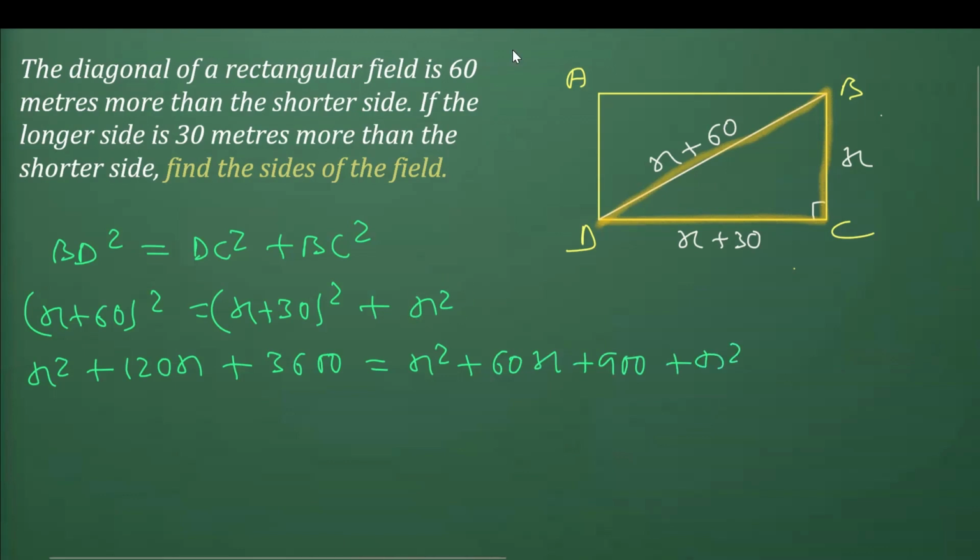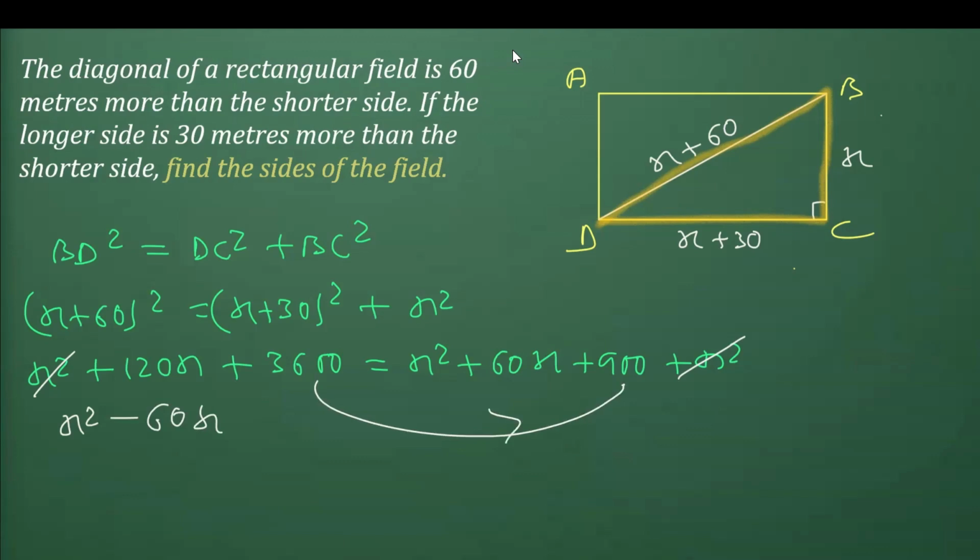So what do we know? That on opposite sides, the same terms get cancelled. So we can cancel one of these. And if I rewrite this equation in the standard form, let's say I write this x square first on the right hand side. And transposing this to the left hand side is going to be how much? Minus 60x. Transposing 3600 to the other side, it should give you minus 2700 is equal to 0.